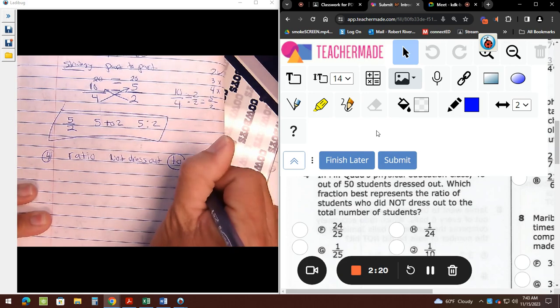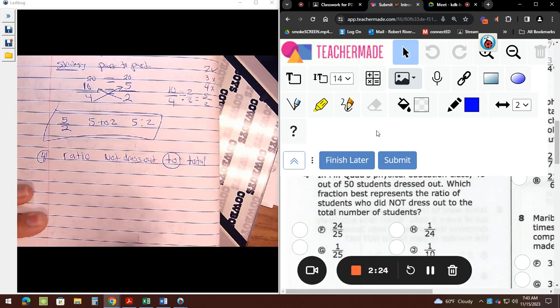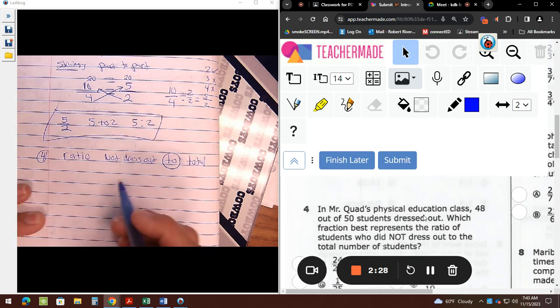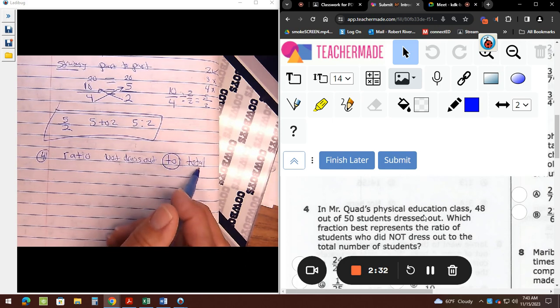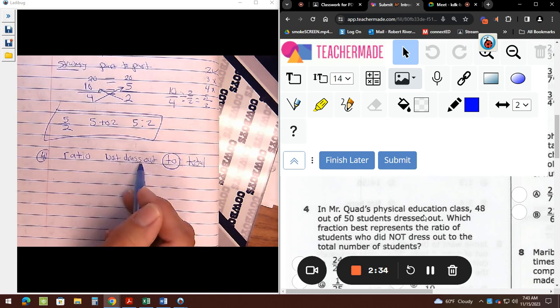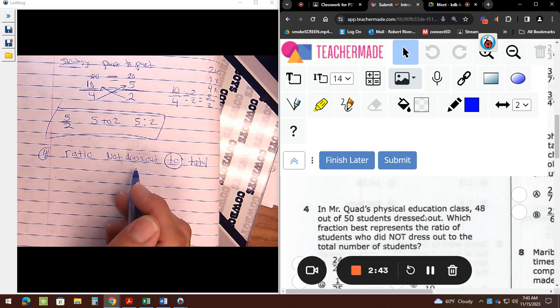To who? To the what? Total. You got that? So basically they want the ratio of the ones that did not dress out to the total. Los que no se vistieron para el gym al total de niños que hay en el gimnasio. Okay? Now let me get the facts.